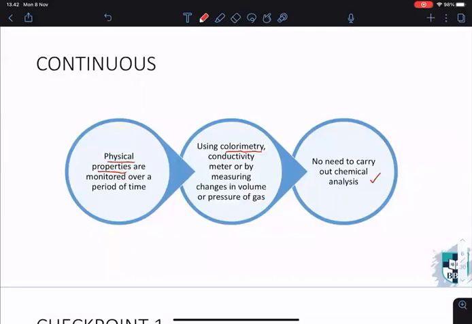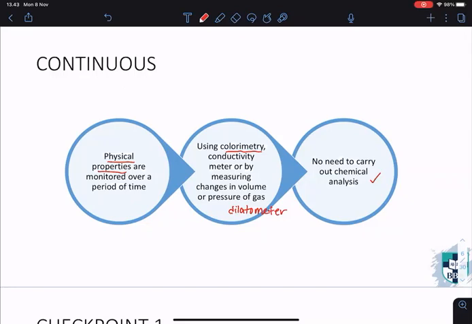For example, if you want to measure the changes in volume, I think in your textbook they mention the dilatometer. You can also use that. You can use a gas syringe for changes in volume. A lot of things that you can use. But what is important is that you do this continuously over a period of time. You do not need to take a small sample, quench the reaction and carry out chemical analysis. No need. We are going to monitor continuously, throughout. So you can do this continuous method depending on the reaction itself.